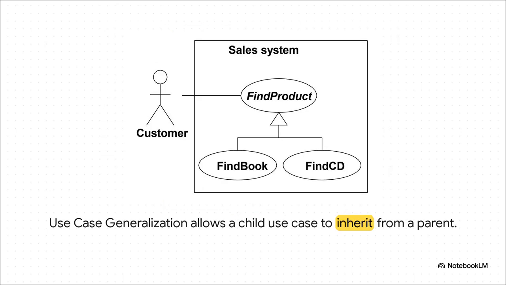And this isn't just for actors. You can apply the exact same principle to use cases. Here, we have a general find product use case, but maybe finding a book is slightly different from finding a CD. So, find book and find CD can be specialized children of find product. They inherit all the basic behavior and relationships from the parent, but can also add their own specific steps. It's a great way to model variations of a core function.